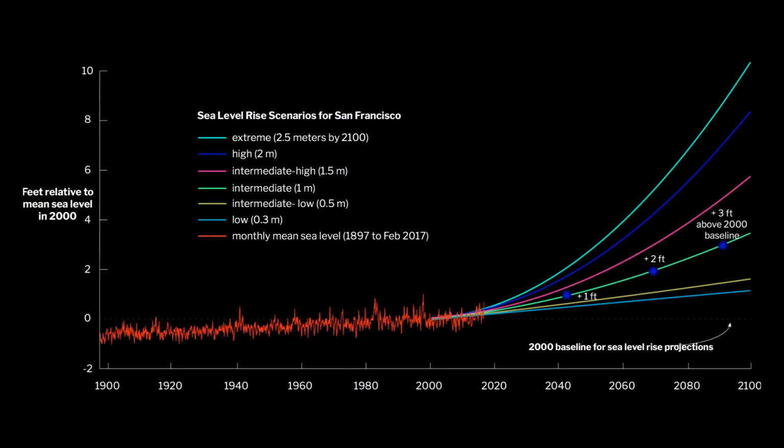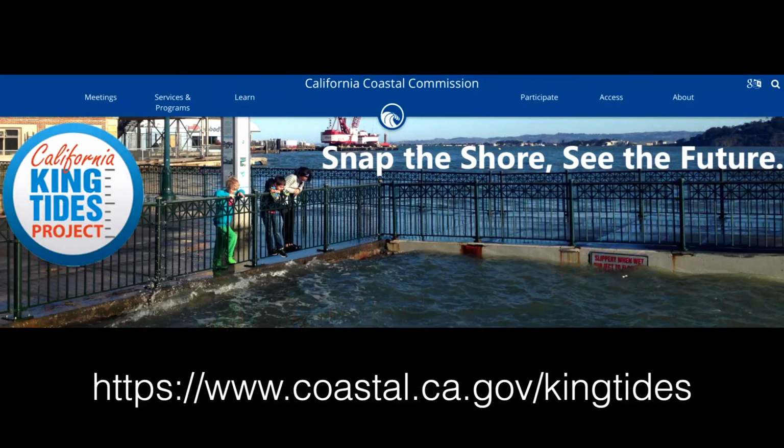If king tides reach much higher than this, it could require the Exploratorium to retreat from its beautiful waterfront home. You wouldn't want this. We certainly wouldn't want this. So let's get busy and see if we can fix the problem. If you're unaware of the Coastal Commission's California King Tides project, I encourage you to go to their website and check it out and even participate.